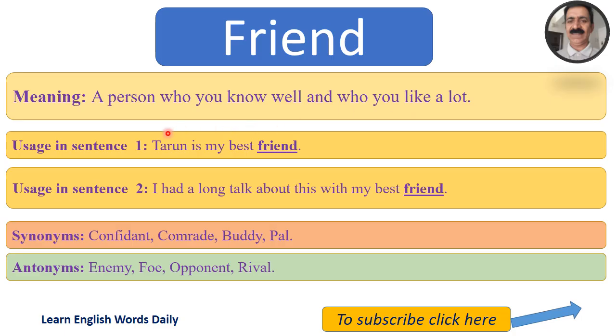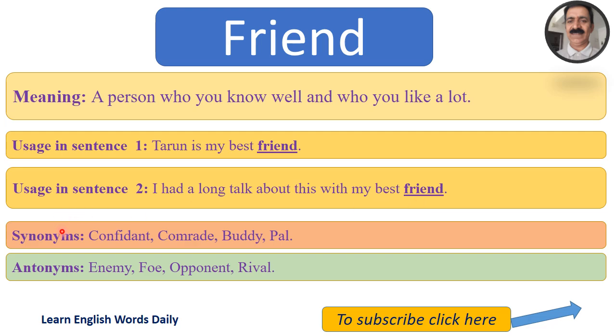Let us try to frame two sentences in order to understand its usage in sentence formation. Sentence 1. Tarun is my best friend. Sentence 2. I had a long talk about this with my best friend.